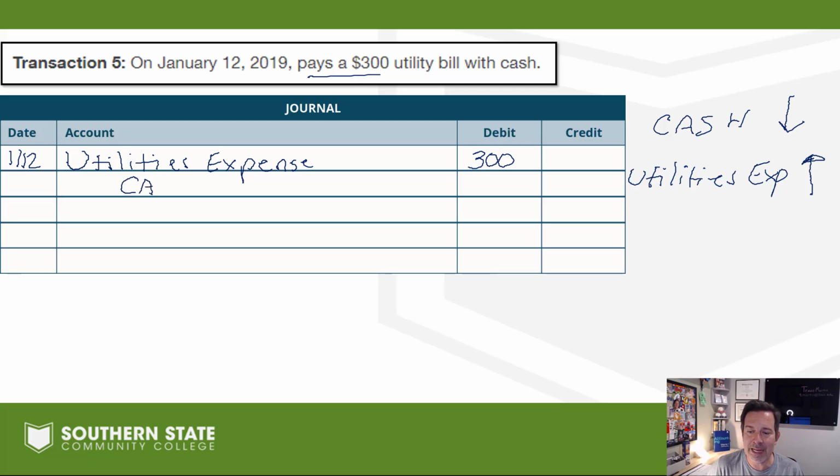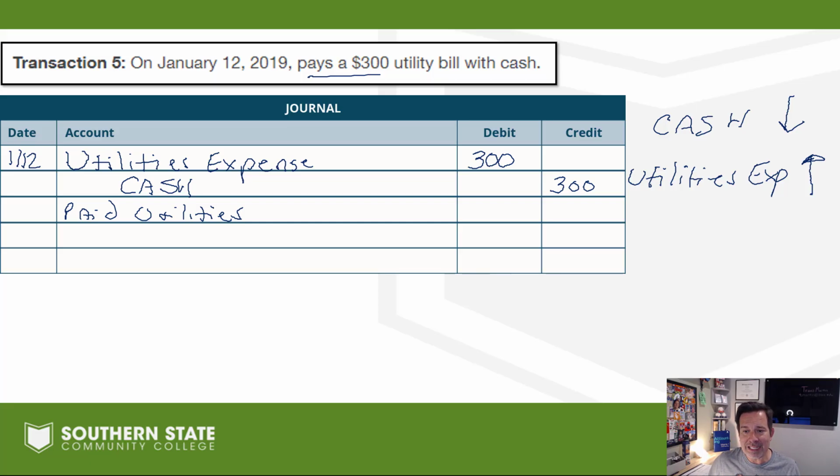Cash is going down. Assets go down on the credit side. Paid utilities. There we go. Expenses to debit, cash credit.